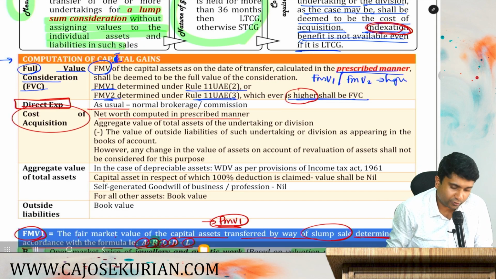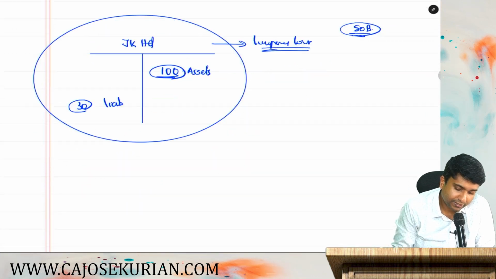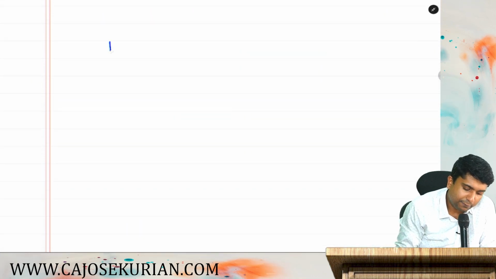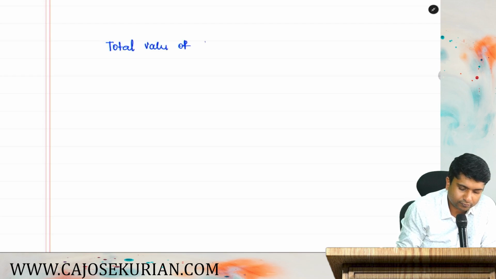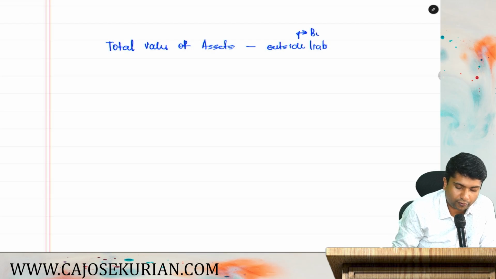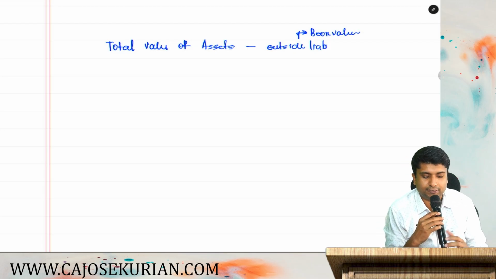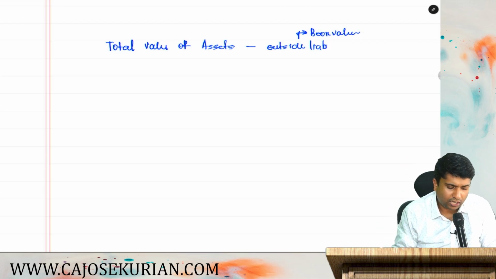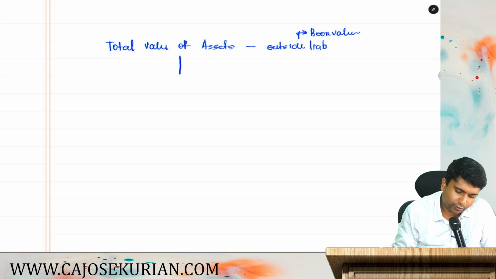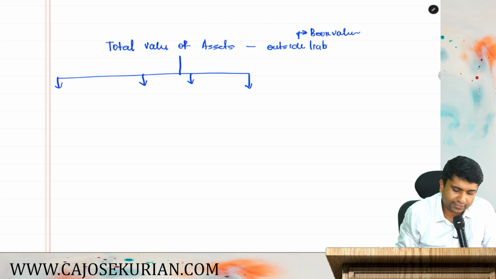How do we compute net worth of a company? Tell me, how do we compute net worth of the company? What the department is saying is you compute the total value of assets minus outside liabilities. Outside liability means book value of outside liability. You need to compute the total value of assets minus book value of outside liability. How do we compute total value of assets? For that, we have to divide that asset into 4.